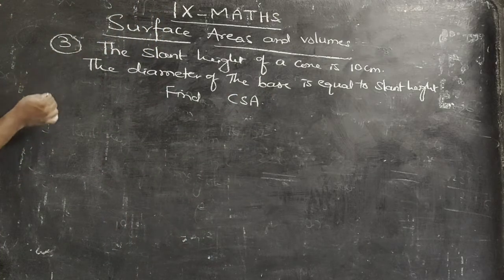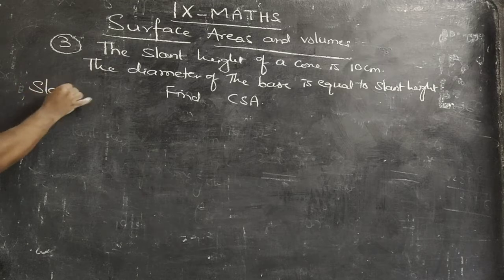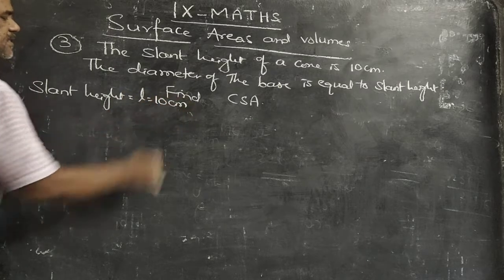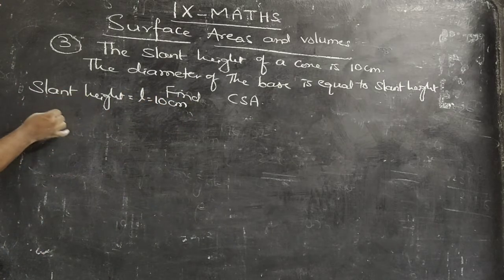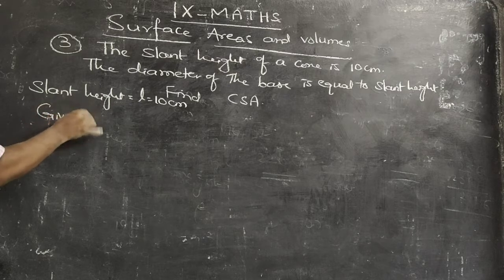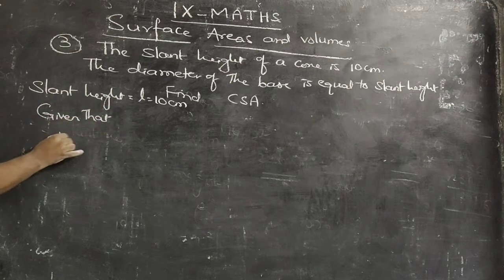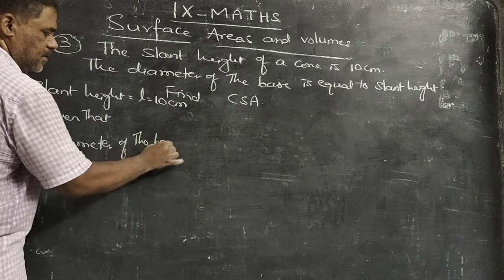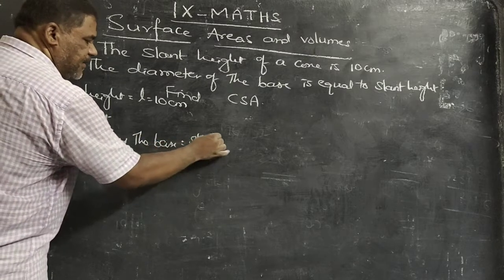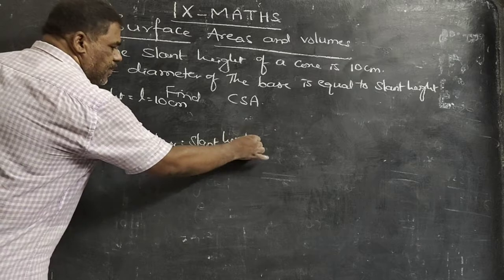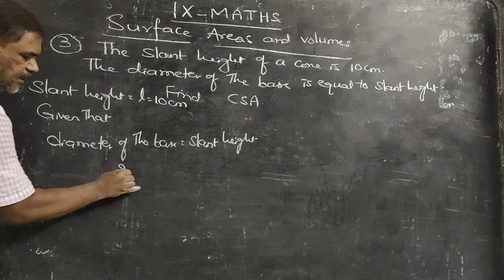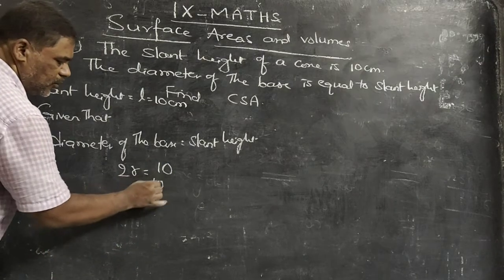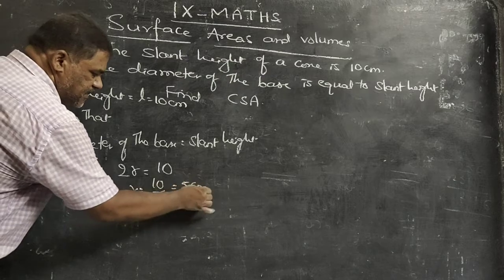Here slant height is given as 10 centimeters. So slant height L is 10 centimeters. Now given that the diameter of the base is equal to the slant height. Diameter is nothing but twice the radius, and slant height is 10 centimeters. So radius is equal to 10 by 2, that is, radius is 5 centimeters.